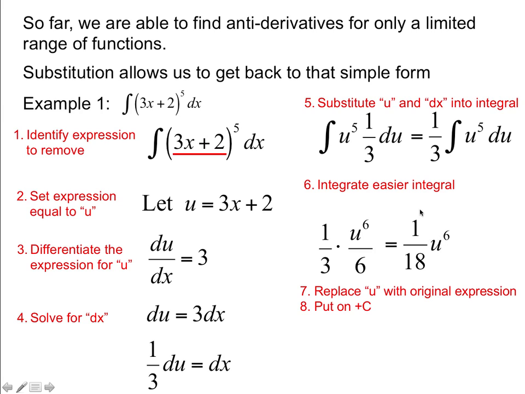I replace this with my substitute, and then I put my plus c on since this is an antiderivative. So it's going to look like 1/18, and instead of u, it's (3x+2) to the 6th power, plus c. And we're done. This is the antiderivative of this. If you wanted to take the derivative of this and do the chain rule inside, you would end up with (3x+2) to the 5th.